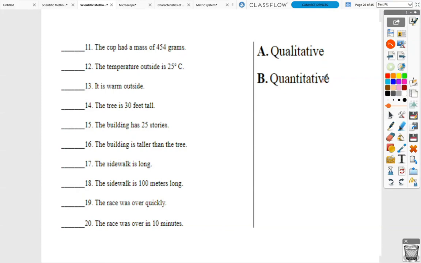Quantitative will have a quantity with it, it will have a number associated with it, usually a number in units. So, quantitative, we're looking at a quantity. So, let's do a couple of these together. Number 11, the cup had a mass of 454 grams. Now, we can see a quantity. Qualitative might be where you say the cup is heavy or the cup is light, but this one has a specific number and a unit with it. This is a quantitative observation.